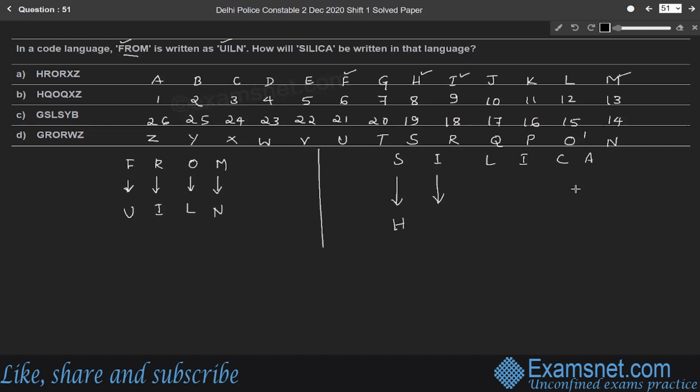I is coded as R, so HR. L is coded as O, I is R, and C is X, A is Z. So HRORXZ. Look at the options, HRORXZ. Hence option A is the right answer.